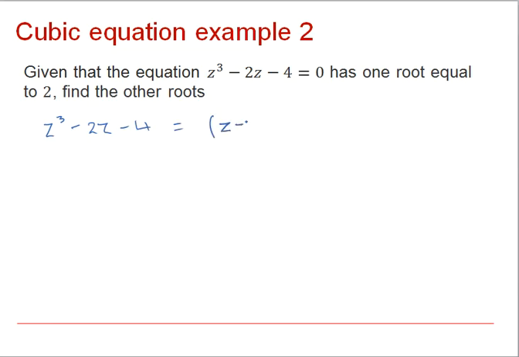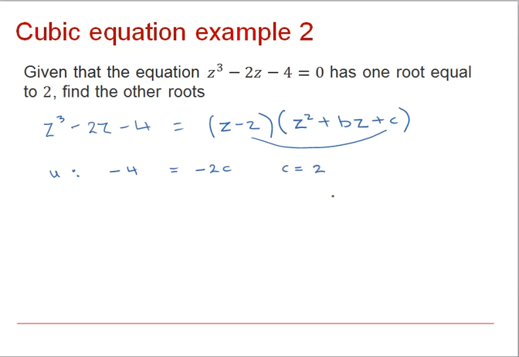Therefore, I'm going to say that as I know that z cubed minus 2z minus 4 equals z minus 2 times z squared plus some unknown b times z plus some unknown c, I can then compare and contrast the coefficients. So for example, for the units, I know that minus 4 must equal minus 2c, which would be what I'd get if I multiplied it out. Therefore, I can say that c equals 2.